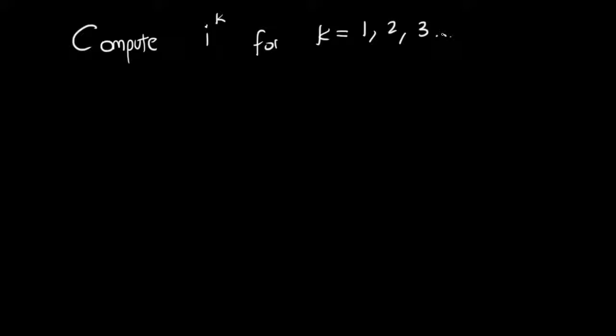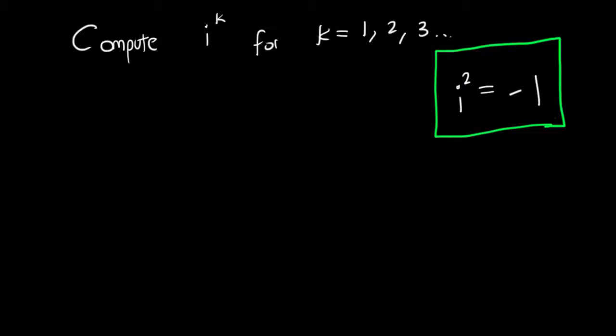We need to remember that i squared is going to be -1. This is a property that we just have to keep in mind when we're talking about anything that has to do with complex numbers. Wherever we see an i squared, we go ahead and replace that with -1. Now we're asked to compute i to the power of k for k = 1, 2, 3.